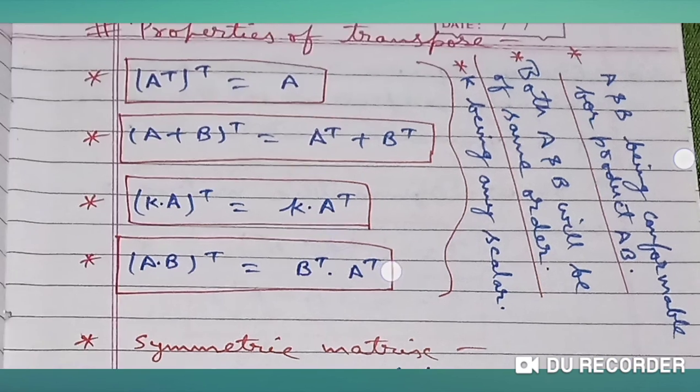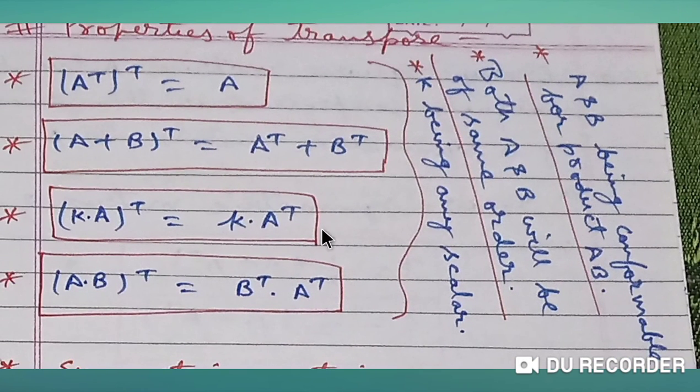Now here is something. Just read these lines. This says that A and B are conformable for the product AB, both A and B are of the same order, and k is any scalar. So these three points are for these properties.